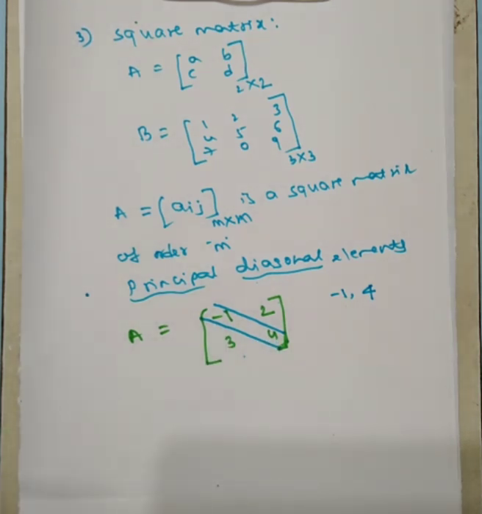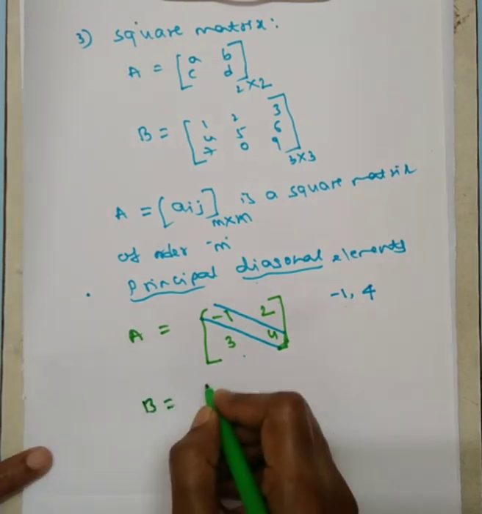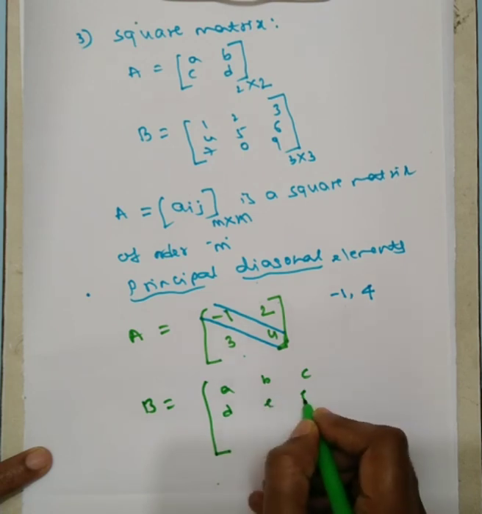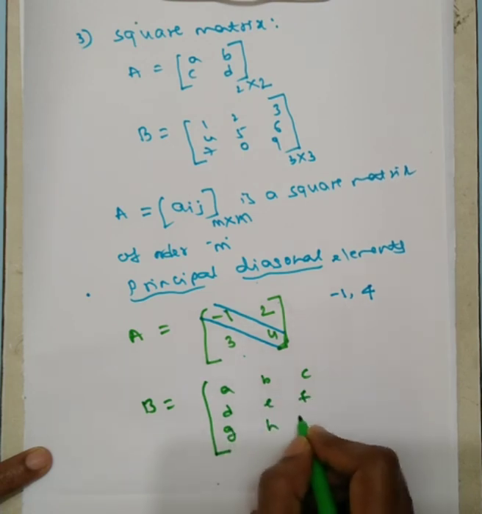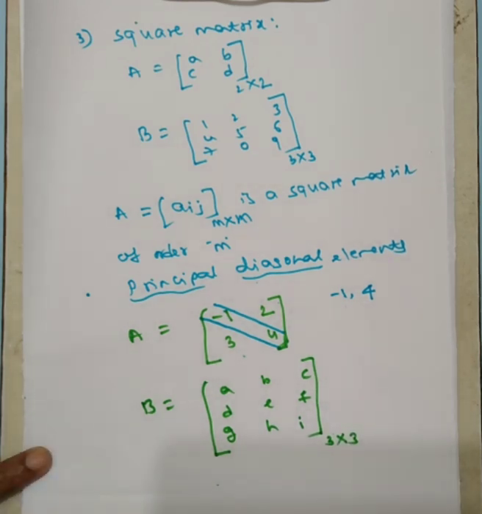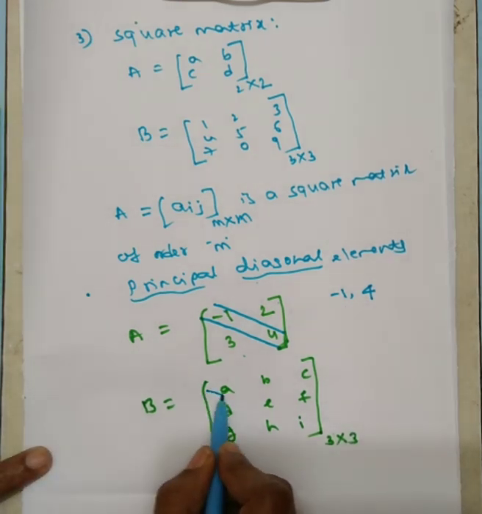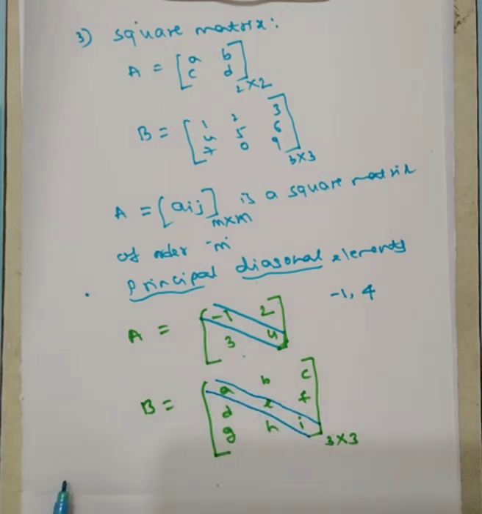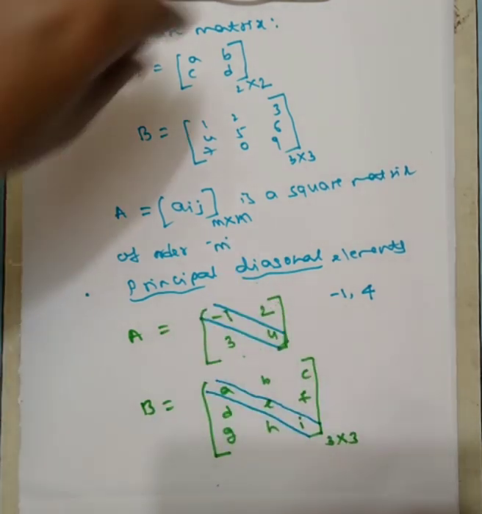Now let us take one more example. Now the order of this matrix is 3 by 3. Then the principal diagonal elements are A, E and I. Now please remember these principal diagonal elements.